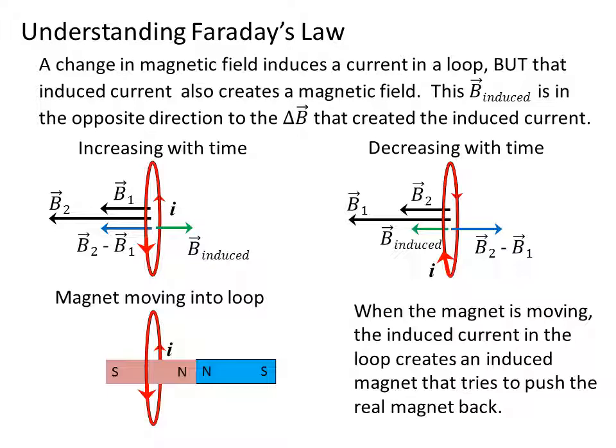But let's go back for a second and look at what type of magnet it is. We see that the imaginary magnet has poles that are in the opposite direction, so that we have a north facing a north, and that will repel or try to repel the magnet that's being pushed in. So you have to work hard to push the magnet into the loop.